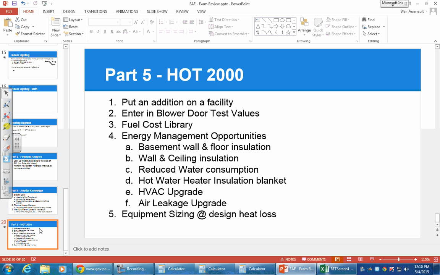Basement wall and floor insulation, wall and ceiling insulation. You're going to reduce the water consumption. We're going to have to put a hot water heater insulation blanket. We're going to do an HVAC upgrade. You can imagine going from an oil to an air source heat pump. And you're going to do an air leakage upgrade. And the last thing is that equipment sizing at design heat loss. And you remember that's that at minus 22 degrees Celsius here in Charlottetown.